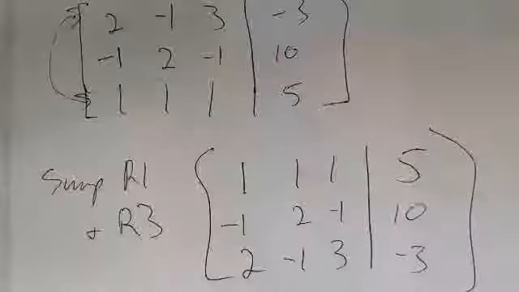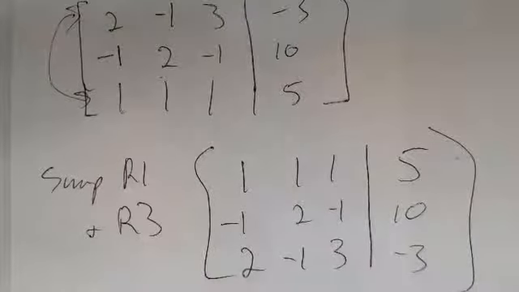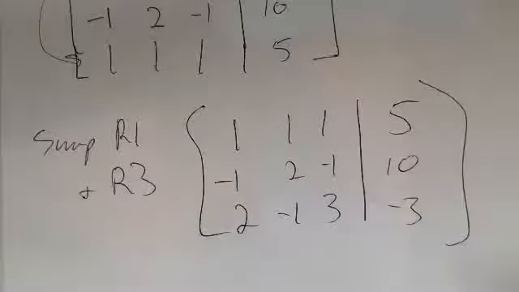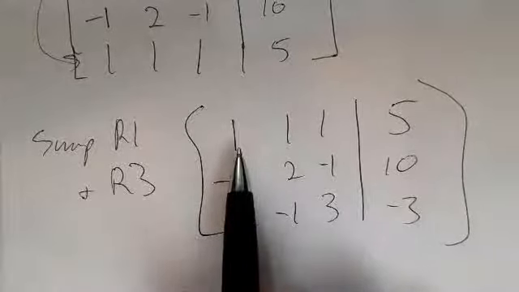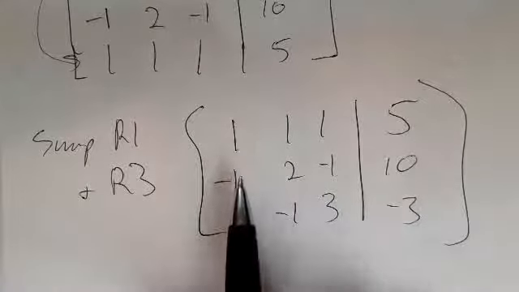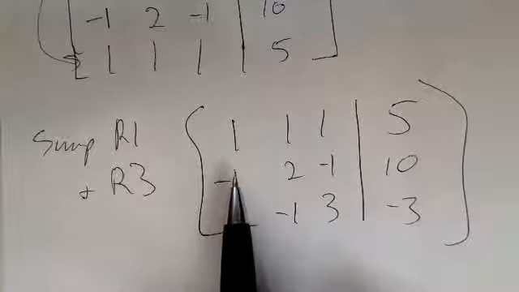So swapping them 2. I swap row 1 and row 3. Got my 1 up here. Next thing I need to do is get a 1 down here.